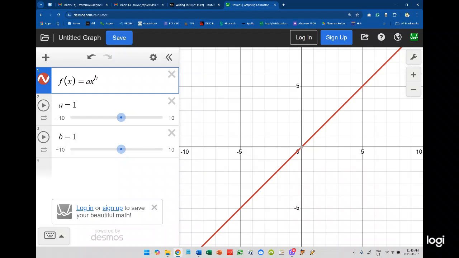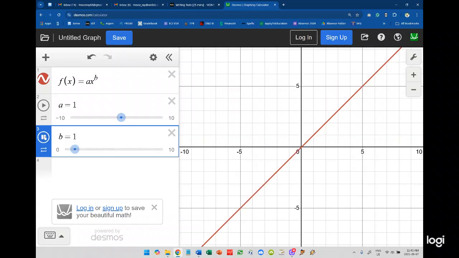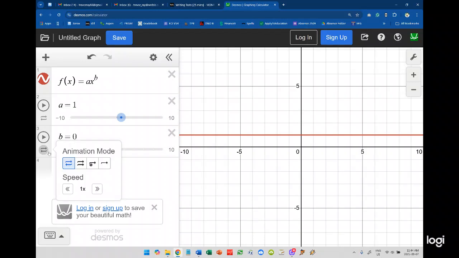So I could go down to b equals 0, and you'll see there's my constant. I'm going to go b equals 0 up to 10, and we can step by different amounts. Then we see what happens as b increases. Okay, that happened really fast. Can I slow this down? I'm going to slow it down to 1/3 time roughly.